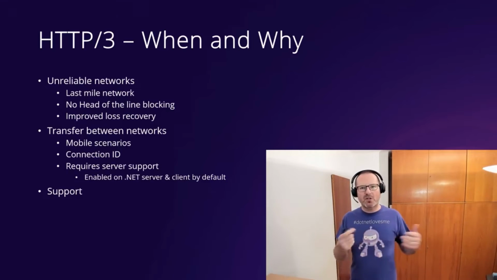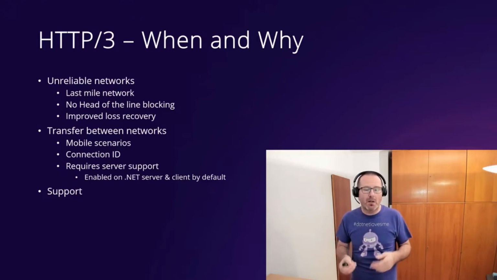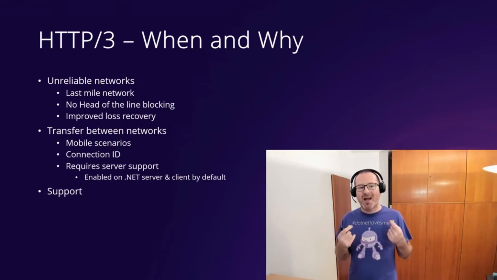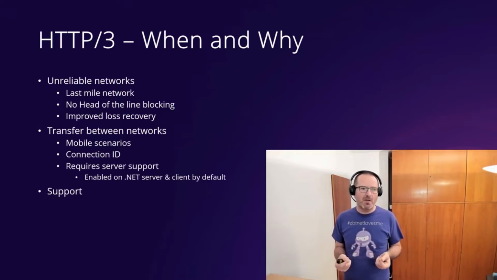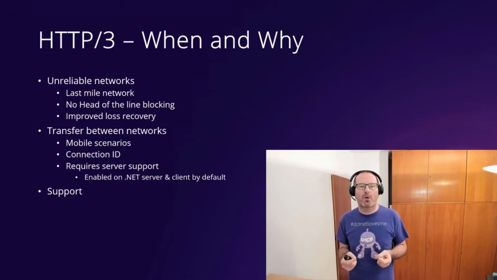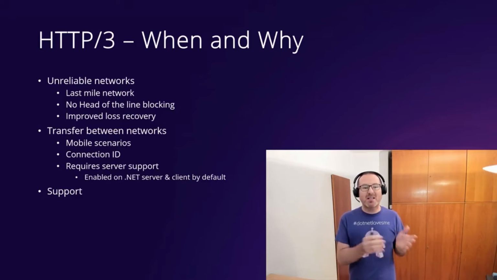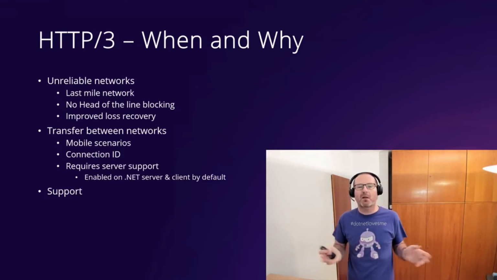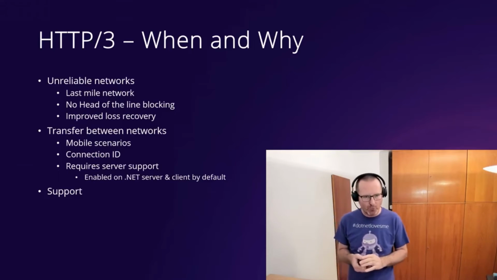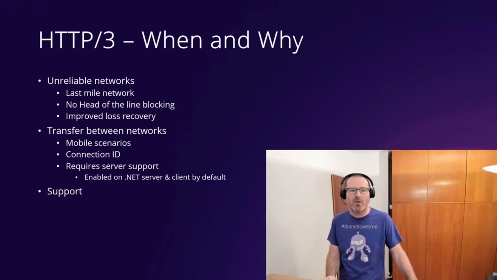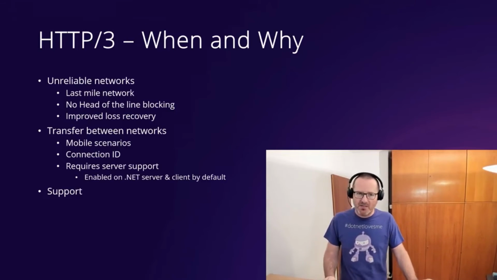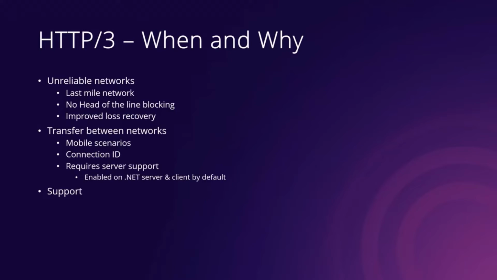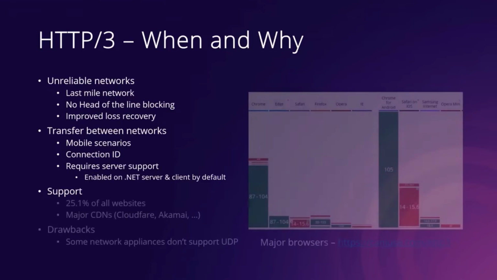In HTTP2 and HTTP 1.1, the connection is basically broken. Now HTTP3 uses connection IDs. I think it's actually maybe even in the QUIC protocol, the connection IDs, and it's smoothly transferred to the other network. So as a developer, you don't know that something like that happened unless you want to. It requires server support. The good news is .NET server and client both support it by default, so you don't have to do anything to get that.